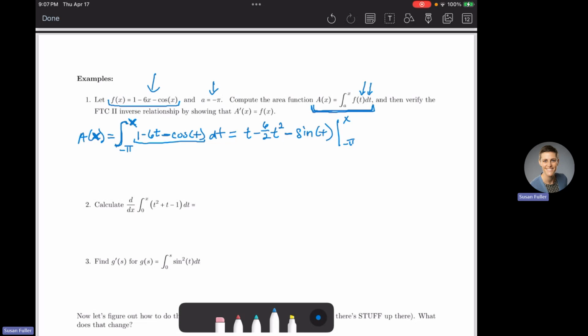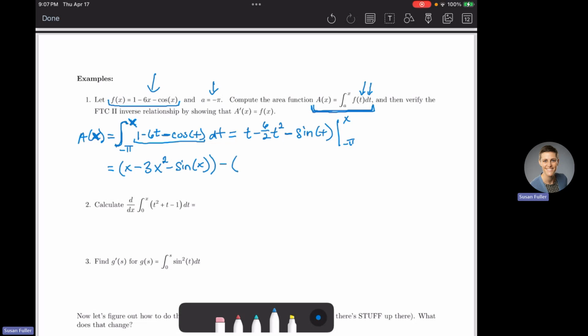Okay, and then now this notation says go ahead and plug your bounds in. So I'm going to just do that. I'm going to plug x in for all of my variables that are t's. So I'm going to get x minus, I'm going to simplify, 6 divided by 2 is 3. I'm going to plug x in for that t and get x squared minus the sine of t, which I'm replacing with x. That's my top bound plugged in.